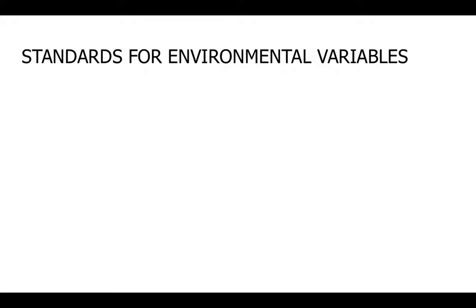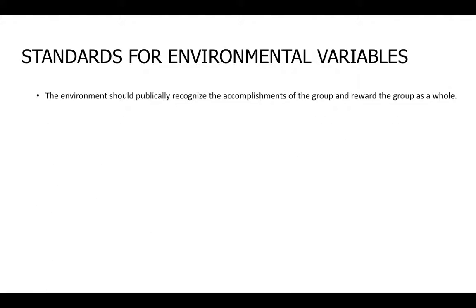So again, there are standards for environmental variables. For the environment, in an ideal situation, the environment should publicly recognize the accomplishments of the group and reward the group as a whole, if it's allowable. In the context of this course, that makes sense. Well, we know the environment you're working in is a university. I'm going to acknowledge you with a grade. You're going to be working in the community. Our community partners are going to acknowledge the hard work that you do. In some contexts, there is no real pinpointable environment, so it may not be possible.